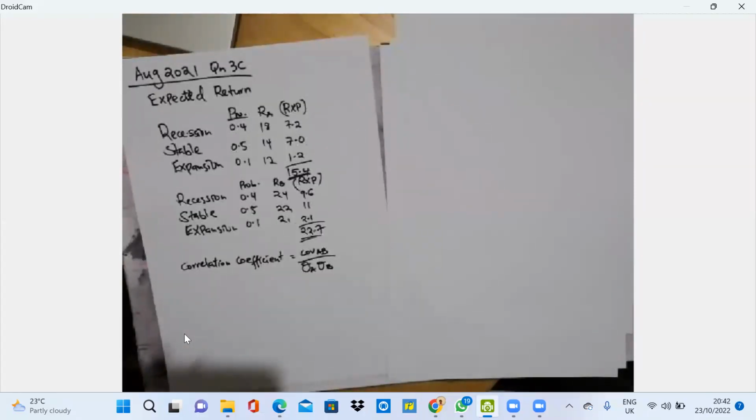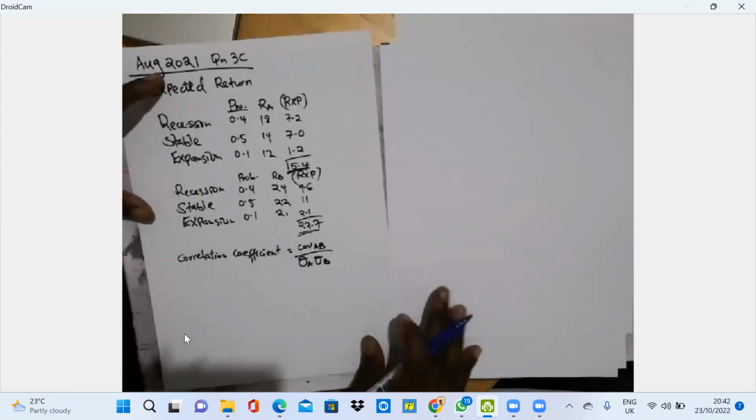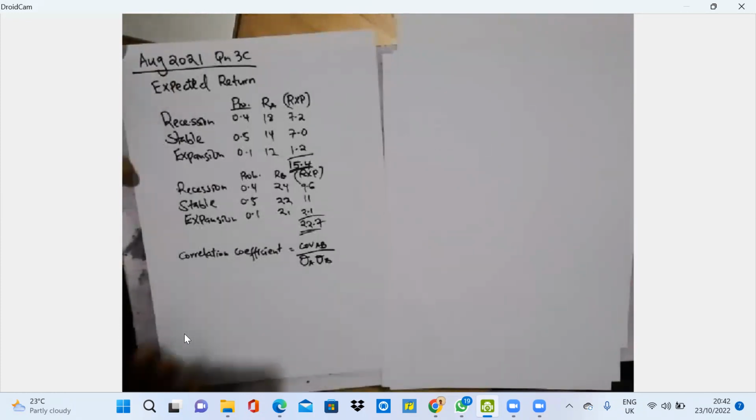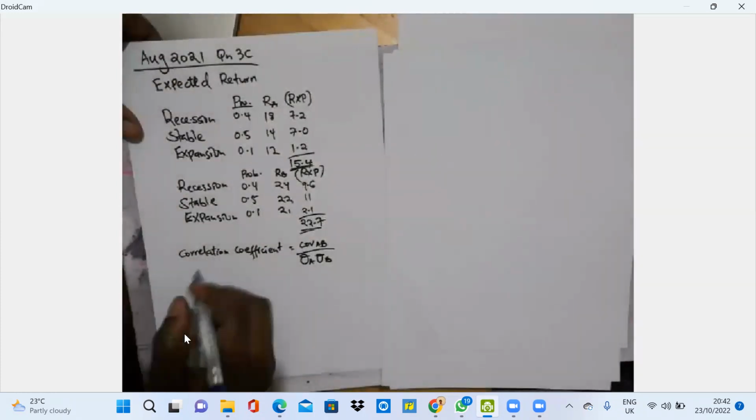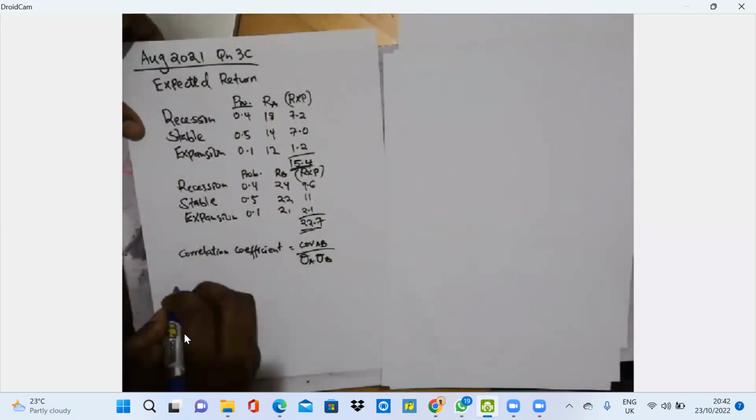As we were saying, to get the correlation coefficient, you take the covariance of A and B and divide by the standard deviation of A and the standard deviation of B. So first we get the standard deviation. To get the standard deviation, we have to get the variance first. So we start with security A, that is we have recession, stable, and expansion.